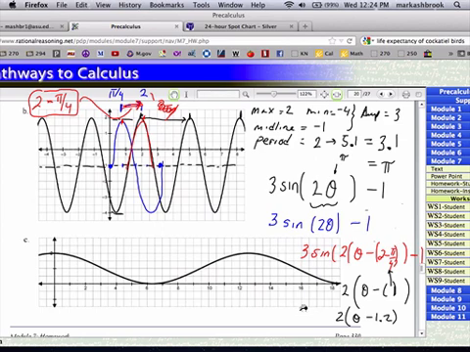So 3 sine minus 1. Perfectly legitimate. Other questions?